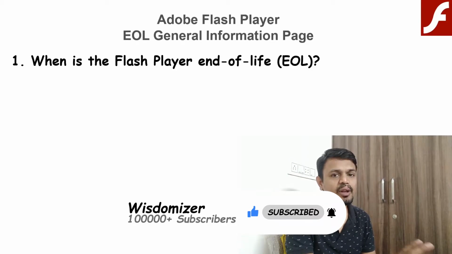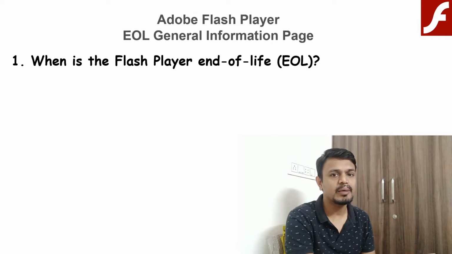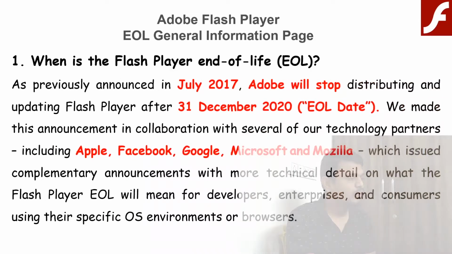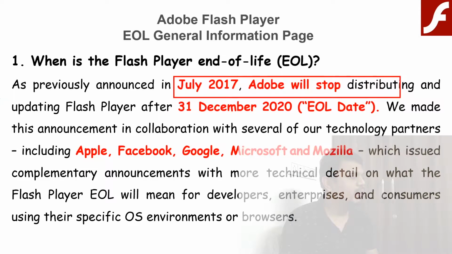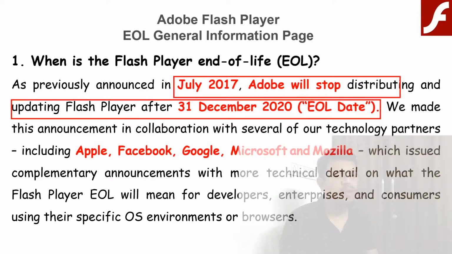That means what is the particular date from which it is going to be disabled or disappear from the market? Simply, that date is December 31st, 2020. Adobe announced in July 2017 that it will stop distributing and updating Flash Player after December 2020, and that will be the EOL date, the end of life date for Adobe Flash Player.